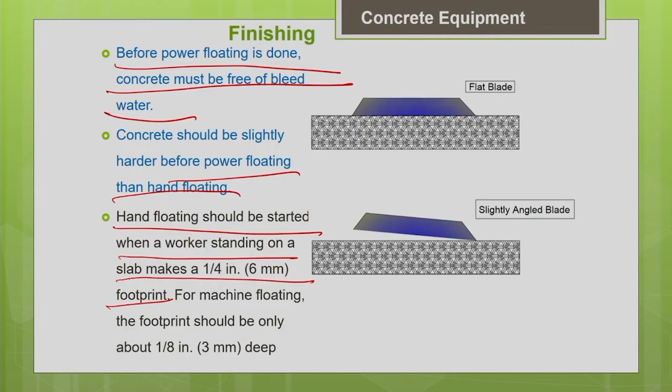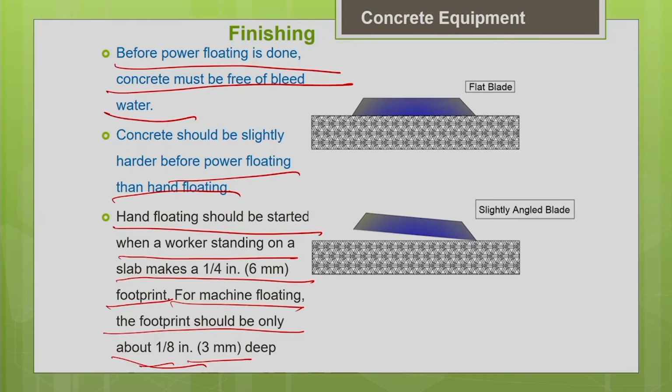But in the case of power floating, we should be still more careful. The indentation allowed is only 3 mm or 1/8 inch, okay. For machine floating, the footprint should be only 1/8 inch or 3 mm deep, okay. So, then only it indicates that your concrete is hard enough to withstand the weight of the machine, okay. So, these are simple guidelines to check when the finishing can be started.